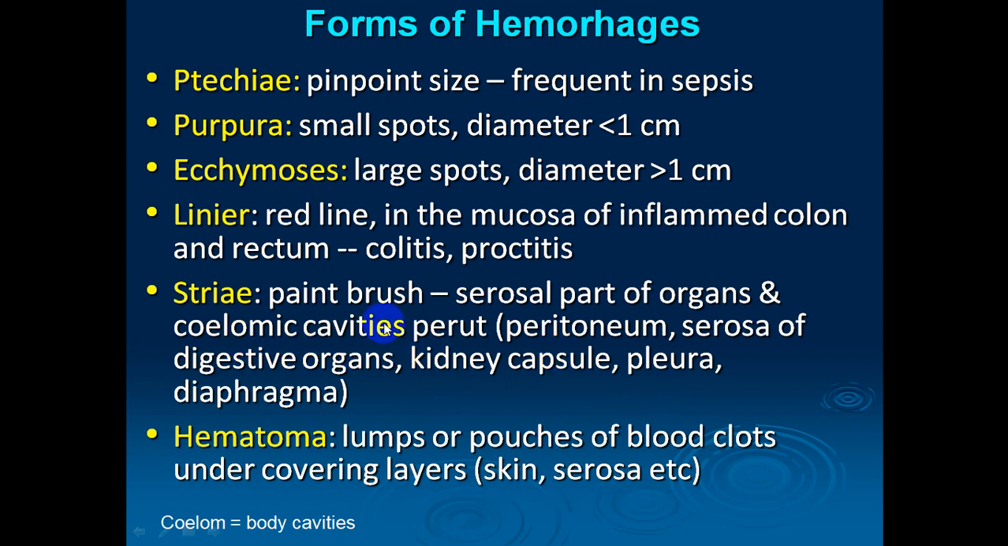And then this paintbrush can also occur on the serosa of the cavities in the body. It can happen in the peritoneum, kidney capsules, pleura, diaphragm, and others. And also there is hematoma. Hematoma means a lump or sac of blood clots under a covering layer.